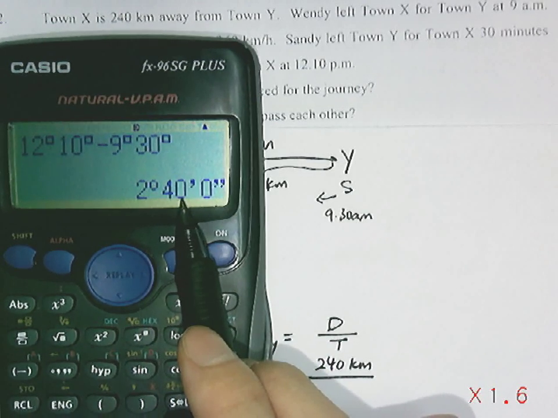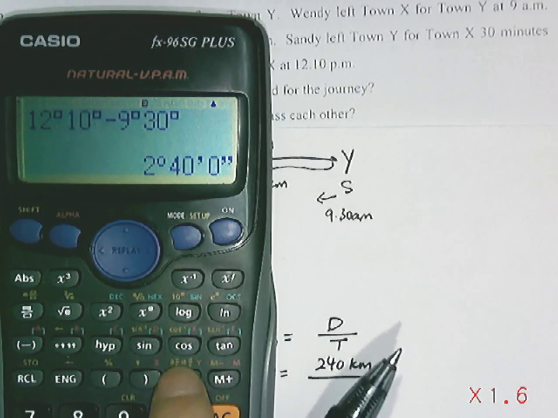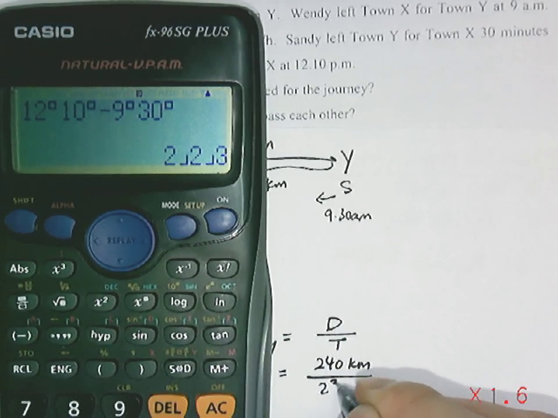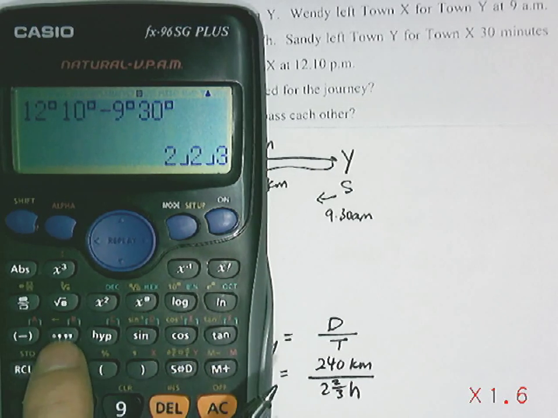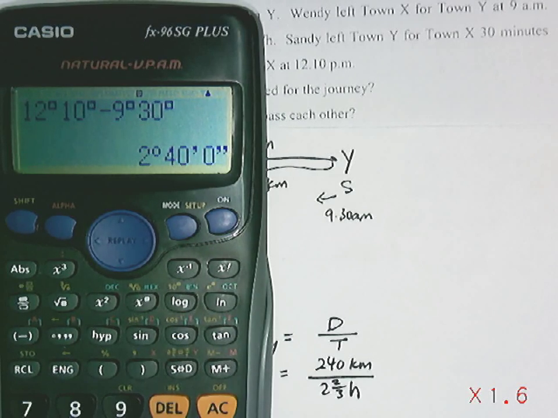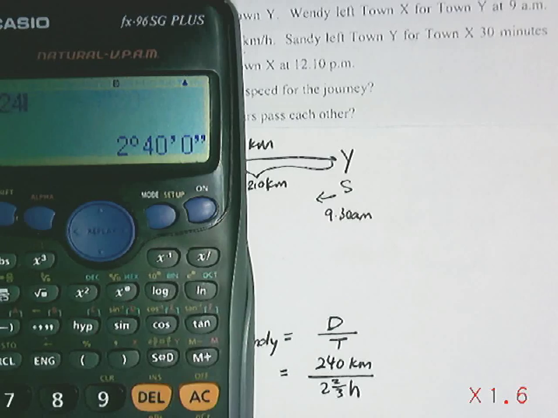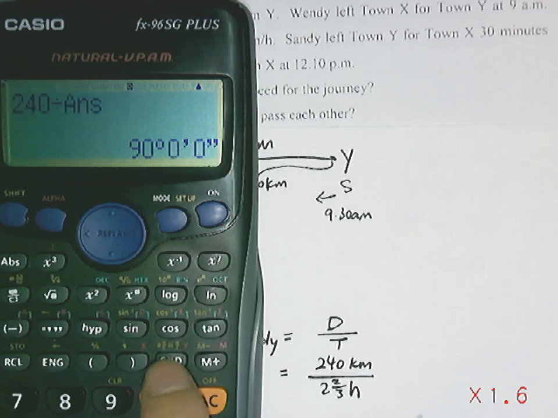To convert this into hours, you can just use the fraction key over here. Just key in, and it will give you 2 and 2/3 hours. If you want to key back into hours and minutes, you can press this again. Dividing 240 by this, that will give you a speed of 90 kilometers per hour.